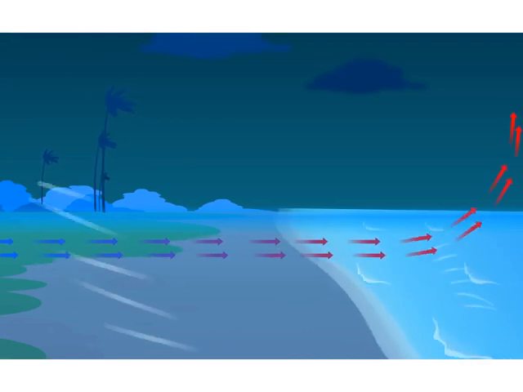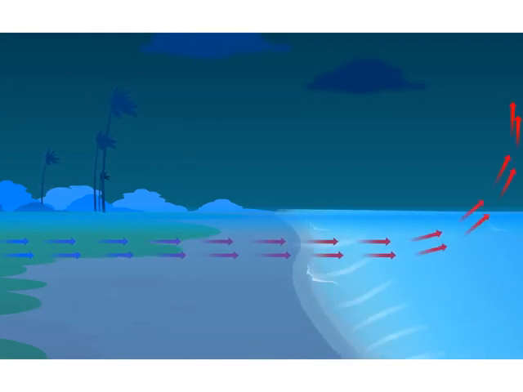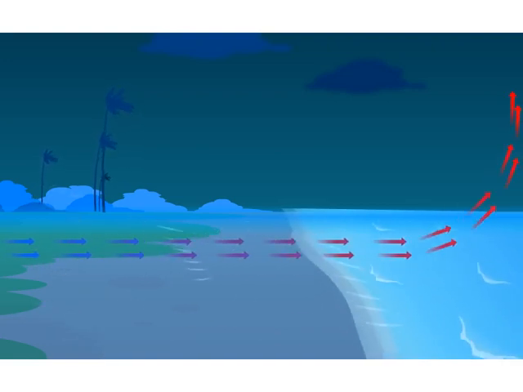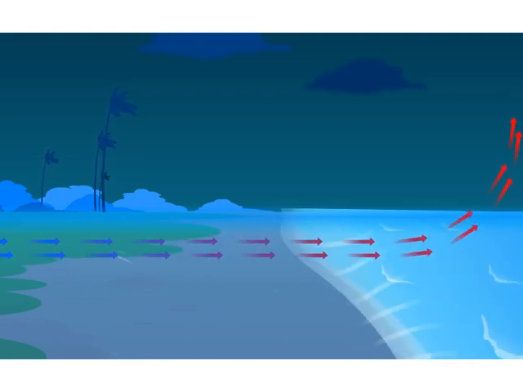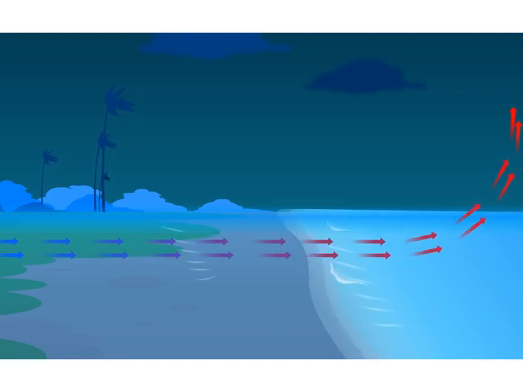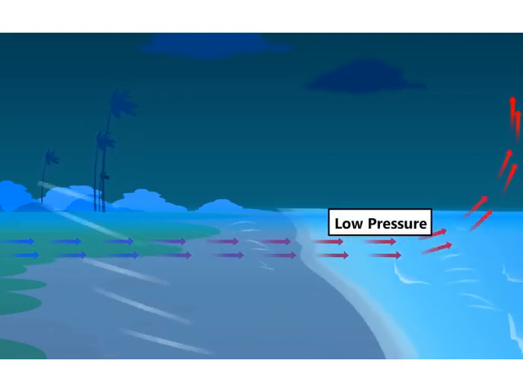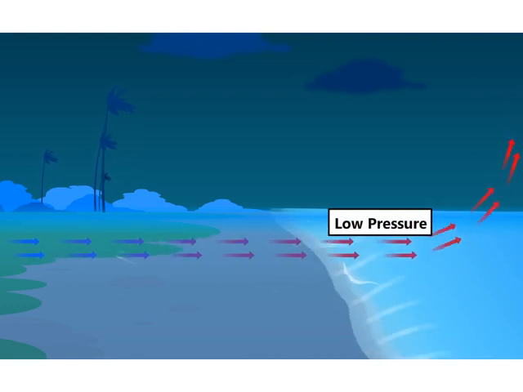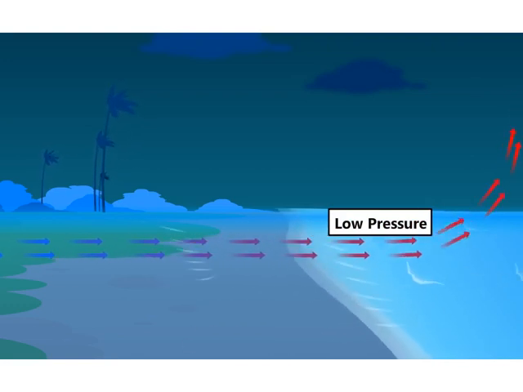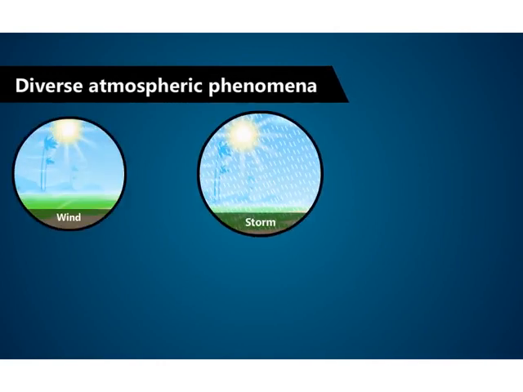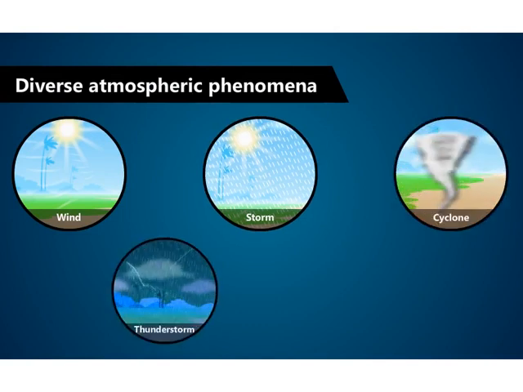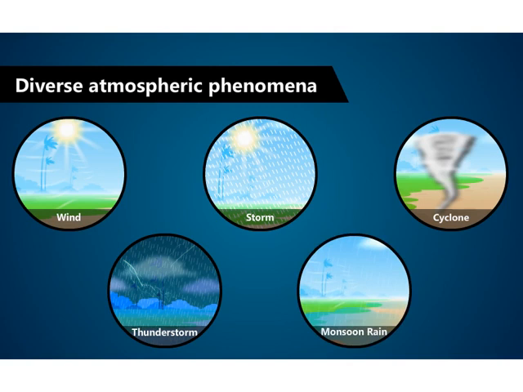The direction of wind in a coastal area is reversed in the night. At night, both the land and the sea start cooling, but the water cools down slower than the land. Hence, the air above the water will be warmer than the air above the land. Hence, a low-pressure region is created over the sea, and cool air from the land starts blowing towards the sea. We have diverse atmospheric phenomena such as wind, storm, cyclone, thunderstorm, monsoon rain, etc., caused by the uneven heating of the atmosphere in different regions of the earth.